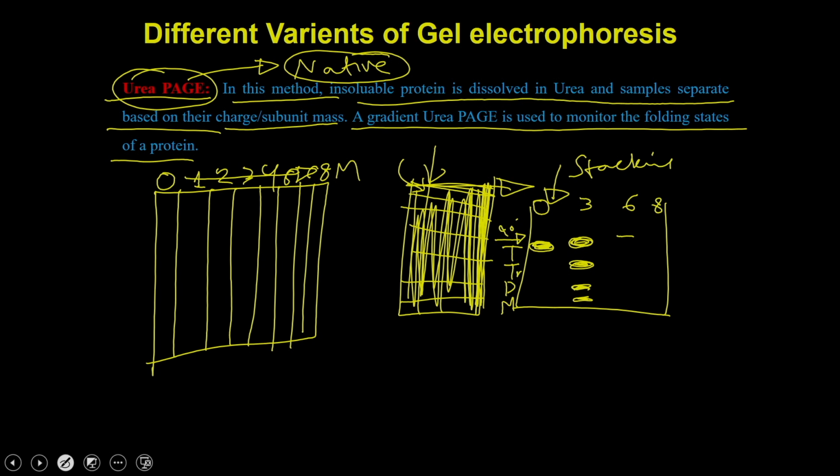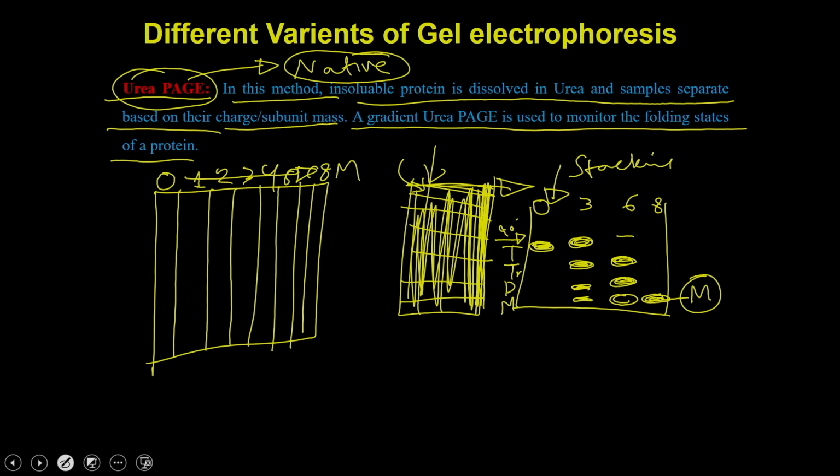If you go further up, then the concentration of the tetramer is going to be reduced, whereas all the other species are going to be increased. But once you reach 8 molar, all of these will reach the monomeric protein. So, all will get broken down into the monomer.